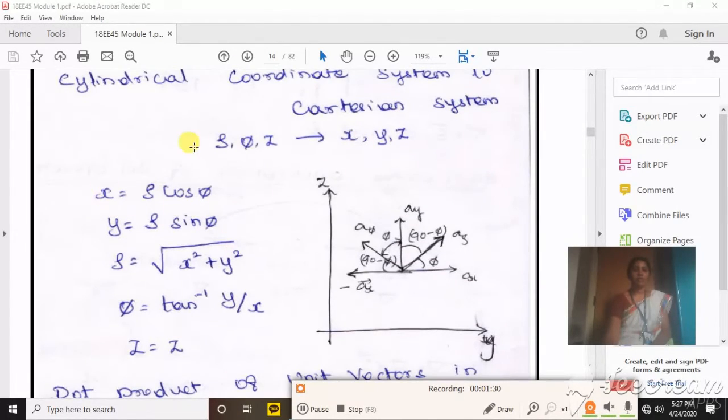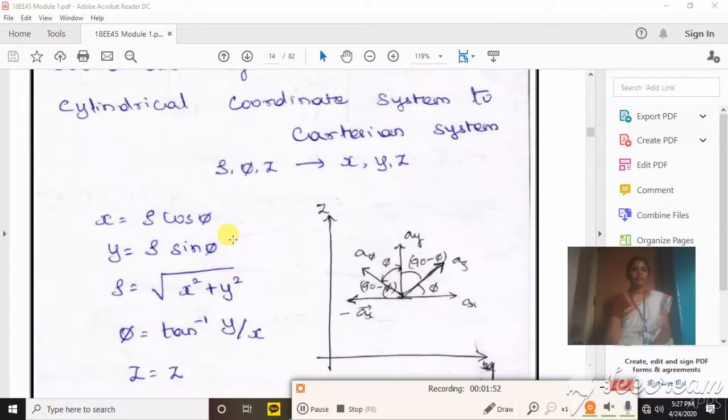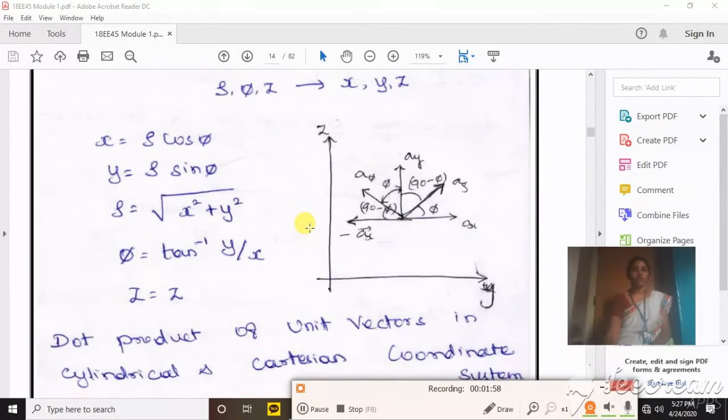To identify x, rho is the known factor and phi is also known, so we can substitute cos phi and identify the value of x. Similarly, y can be identified as rho into sin phi, and rho can be identified as root of x square plus y square. Phi can be written as tan inverse of y by x, and z is nothing but z. So this is how we can convert the cylindrical coordinate system to the Cartesian system, or the Cartesian system to the cylindrical coordinate system.